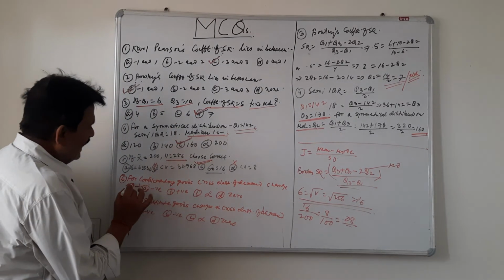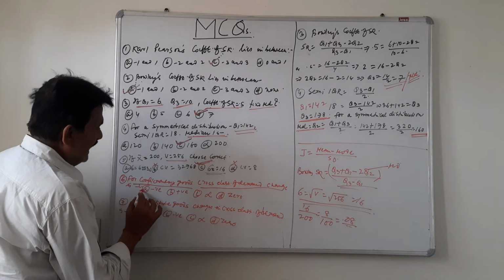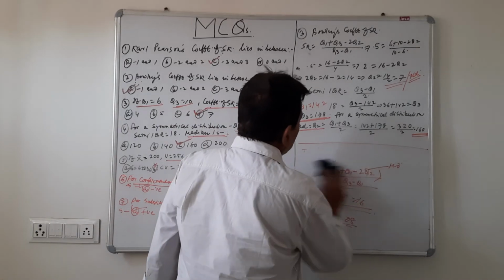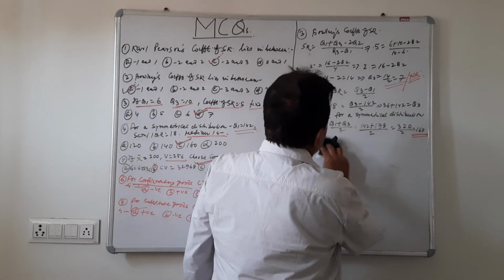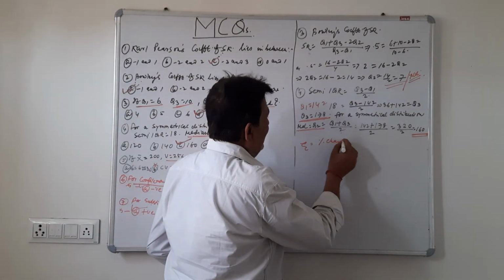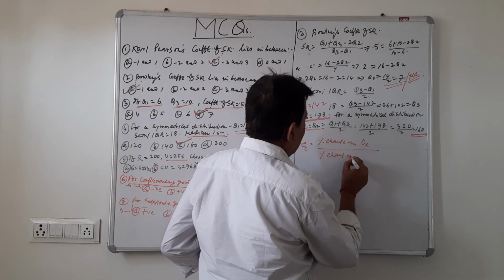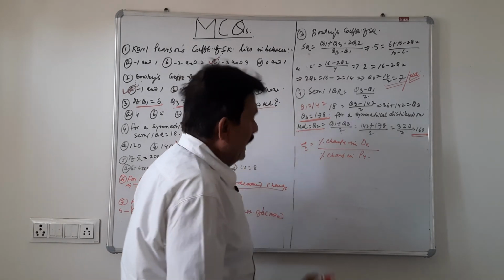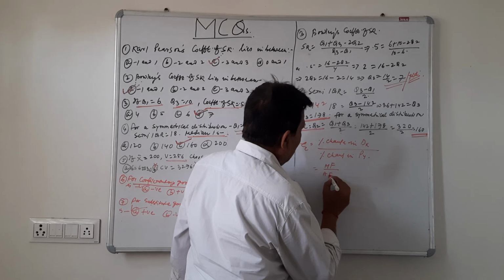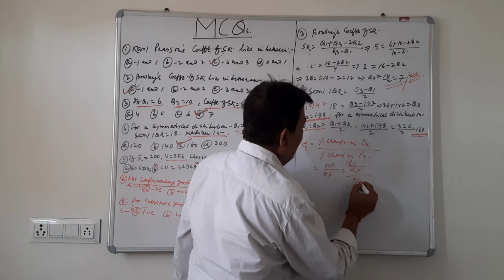Number 6. For complementary goods, the cross elasticity of demand is A, negative, positive, infinity, or 0. So if we know the formula of cross elasticity of demand, then it is quite clear that cross elasticity is percentage change in demand of commodity X over percentage change in price of commodity Y. In terms of calculus, this would be marginal function and average function. This is dx by dp and x by p.